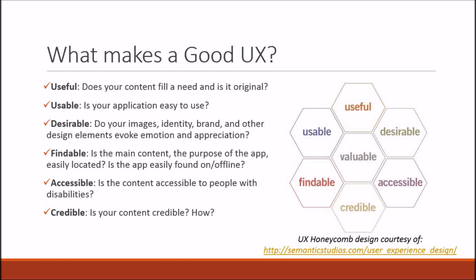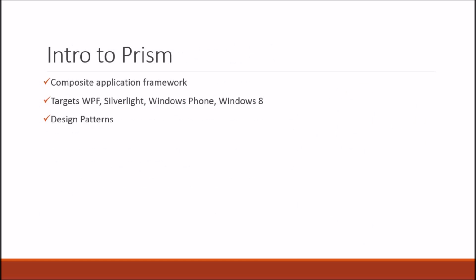Your application has to be credible, and the content that you display in your application has to be credible. How do you make sure that it's credible? You can use professional references, and there are actually a lot of things that you can do. If you look at Stanford's website, they've done a lot of research on how to make your content credible.